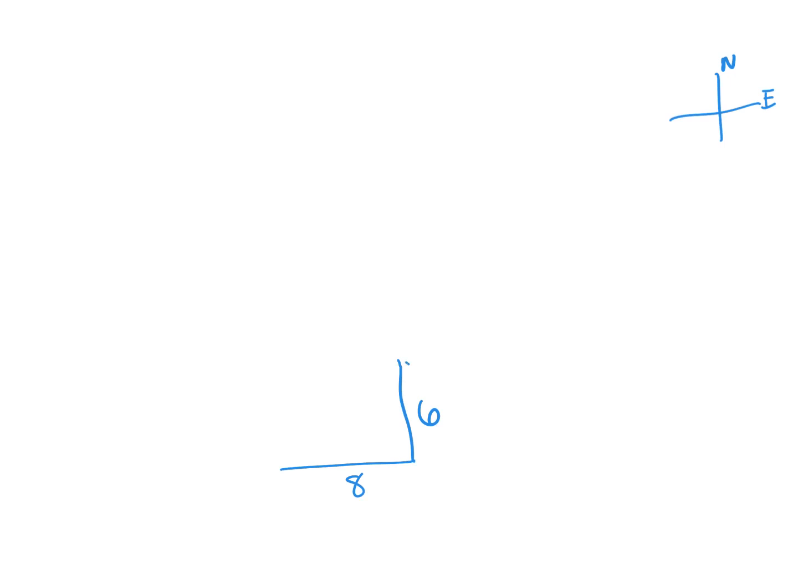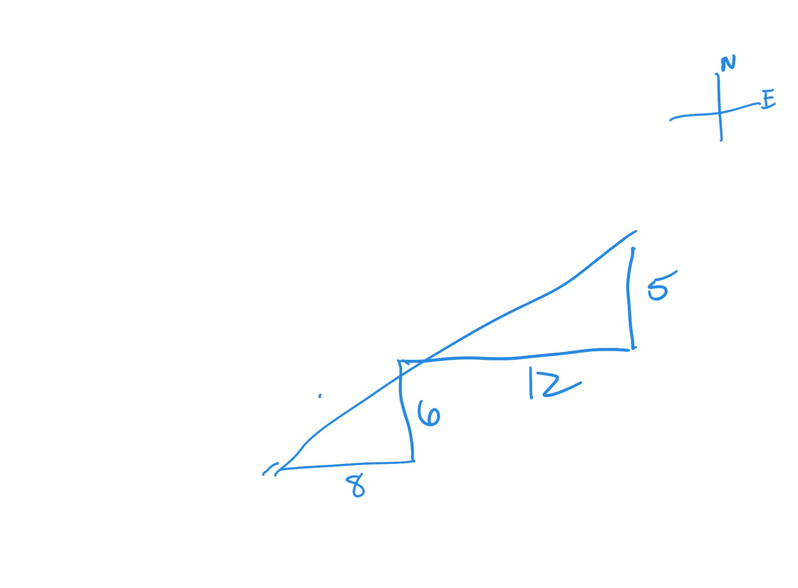12 yards east and 5 yards north. How many yards less would he have walked if he had been able to go in one like that? Okay, so you've got 2 right triangles. Pretend I can draw. If this one here is 8 and 6, this is going to be 10.